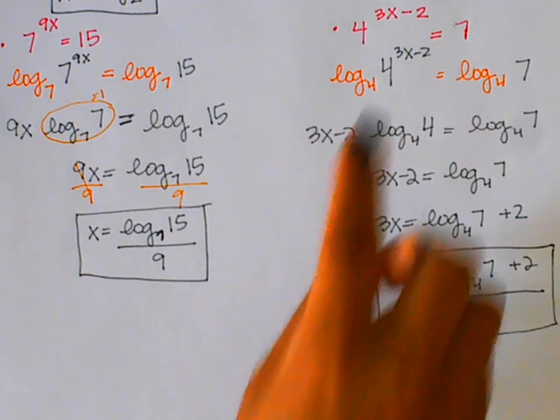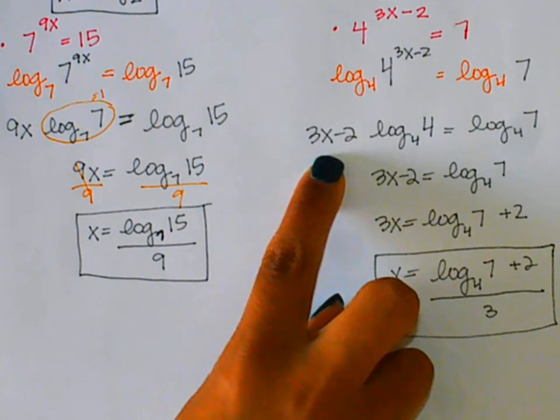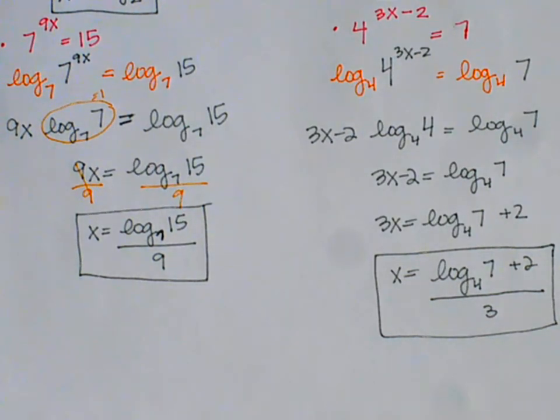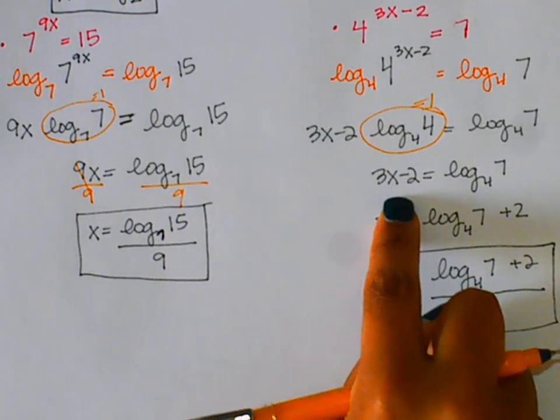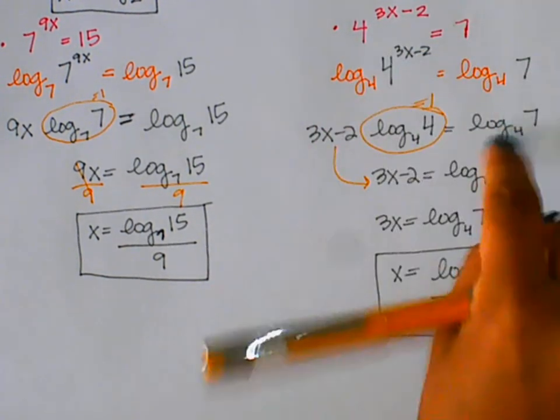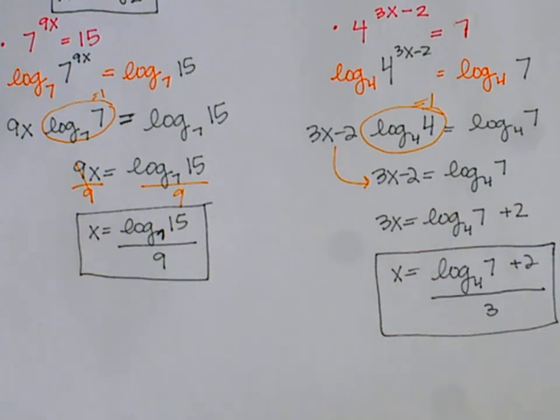Now, I turned my exponent into my coefficient because of log properties. I can do that. This canceled out to a 1. So I brought this down. And then this just got brought down again. Nothing happened to that part.